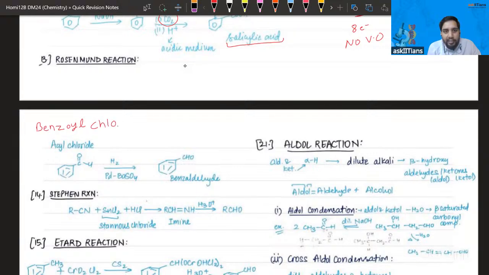So this is basically a reduction reaction in which we are adding hydrogen in the presence of Pd/BaSO4. What is going to happen here? This C-Cl bond is going to break, and H and H we are providing to get benzaldehyde. This is for the preparation of benzaldehyde, the Rosenmund reduction or Rosenmund reaction.